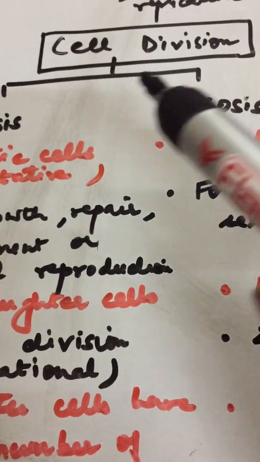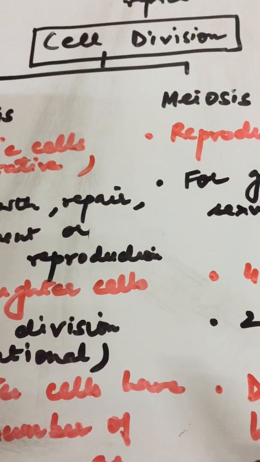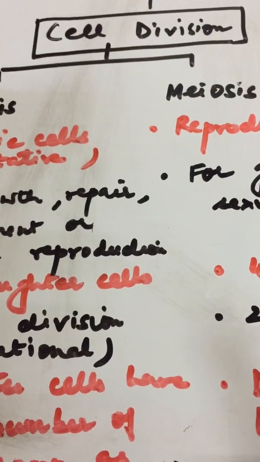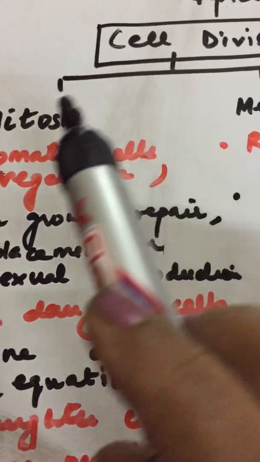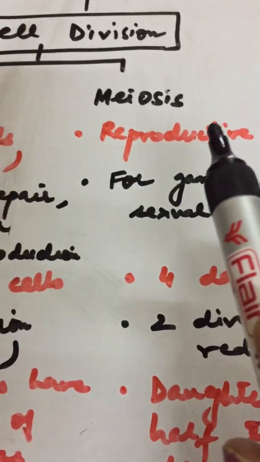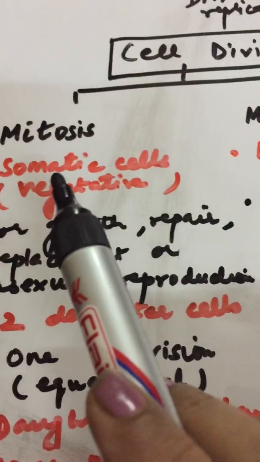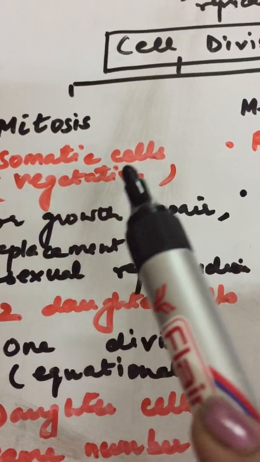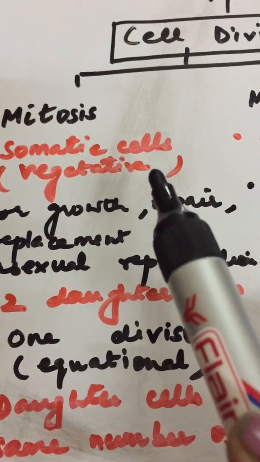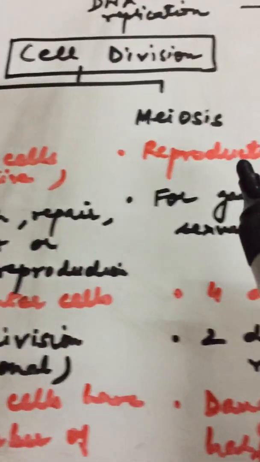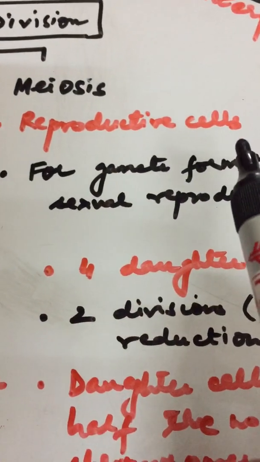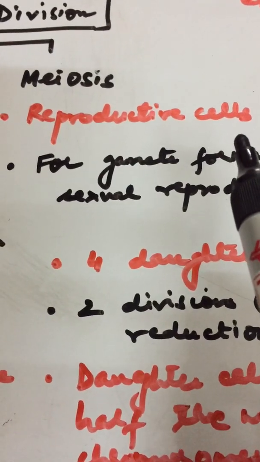Now let's study about the two types of cell divisions and differences between them. Cell division is of two kinds, mitosis and meiosis. Mitosis division occurs in the somatic cells or in the vegetative cells of the body, whereas meiosis occurs in the reproductive cells of the body.